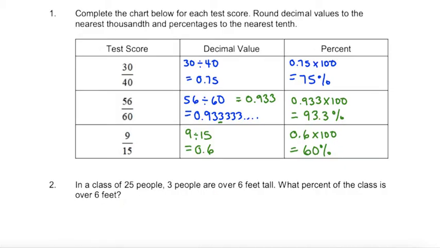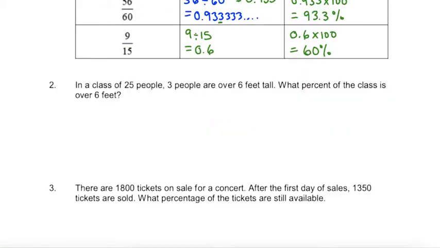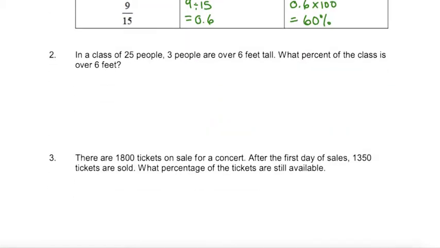Let's go through a few more examples. Example number 2: in a class of 25 people, 3 people are over 6 feet tall. What percent of the class is over 6 feet tall? So when I'm setting up my fraction, I'm going to write it as the number of people over 6 feet, so greater than 6 feet, over the total number of people.